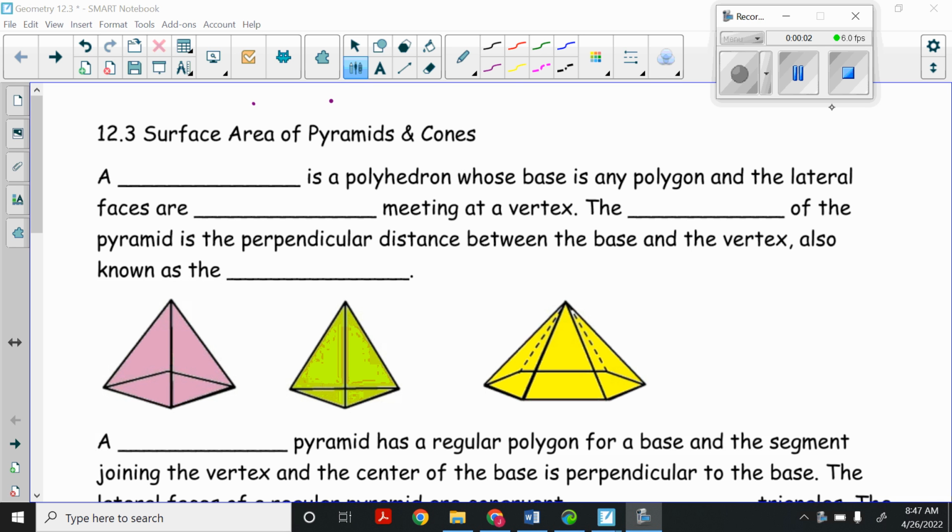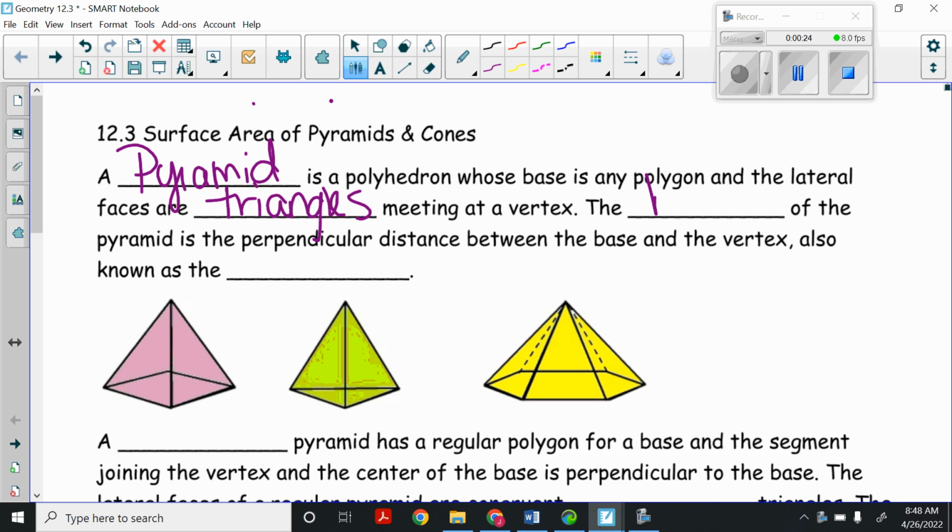Right, today in geometry, we are looking at section 12.3, surface area of pyramids and cones. So let's start out with some vocabulary. A pyramid is a polyhedron whose base is any polygon and the lateral faces are triangles meeting at a vertex.